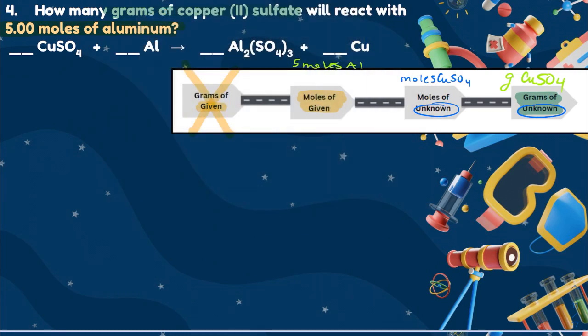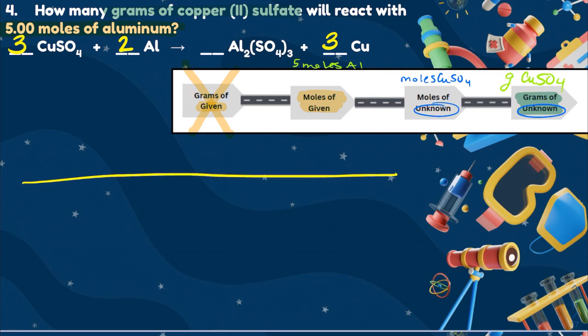I see that aluminum is not balanced. I see that sulfate is not balanced. So I generally start with my metals. Aluminum is 1 versus 2, so I'm going to put a 2 in front of the aluminum metal. The sulfate has 3 on the product side, but only 1 on the reactant side, so I'm going to put a 3 in front of the copper sulfate. And now, of course, copper is not balanced, but I can easily put a 3 on the product side. So I have a balanced equation, and I am going to set up my conversion.